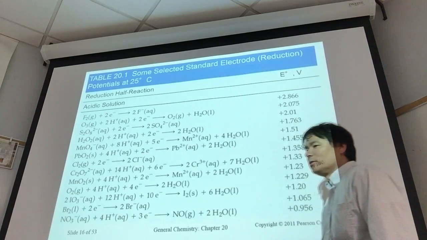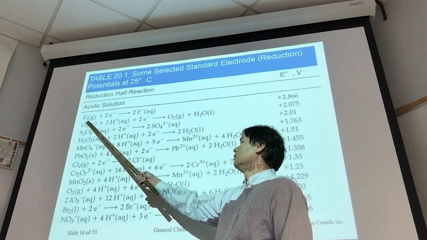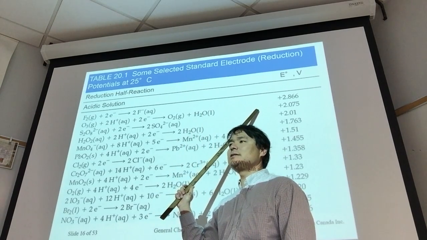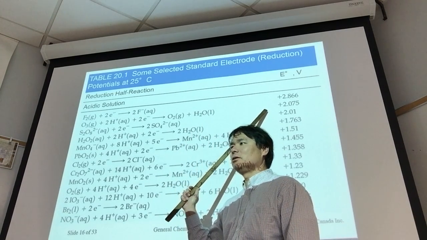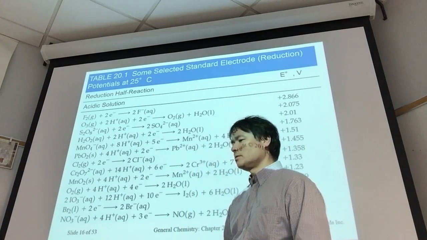Okay, now let's look at reduction potential. What has the highest reduction potential? Fluorine has the highest reduction potential, which means that it's the species that's most easily reduced. What species has the lowest reduction potential?